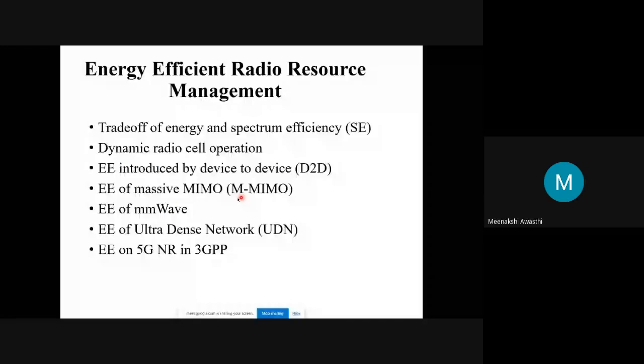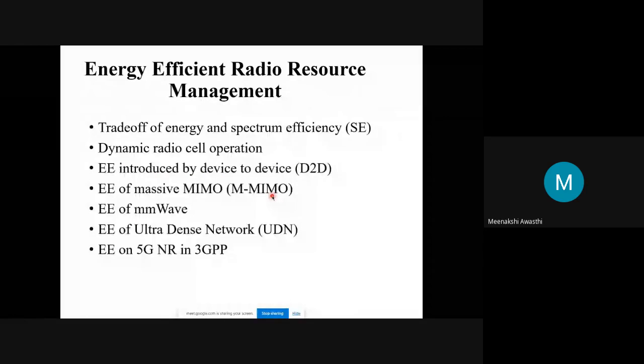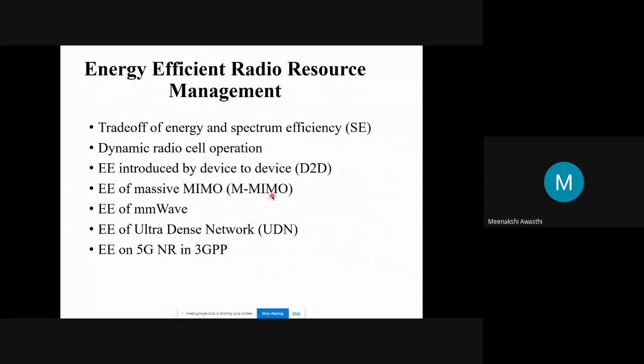Next is energy efficiency of massive MIMO. So what is massive MIMO? Massive MIMO means we have multiple inputs and multiple outputs, so a number of antennas will be there in the network. A lot of antennas are involved at the transmitter and receiver side, so a huge amount of energy is consumed in the network. By optimizing the number of antennas, we can improve the energy efficiency of a 5G network.